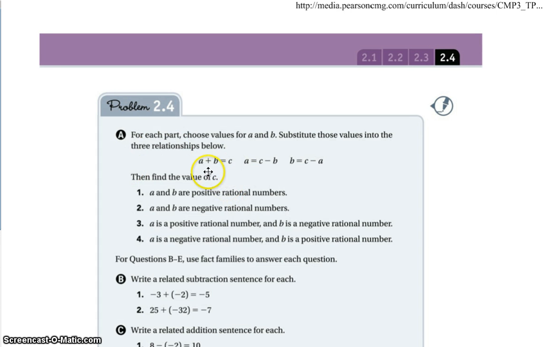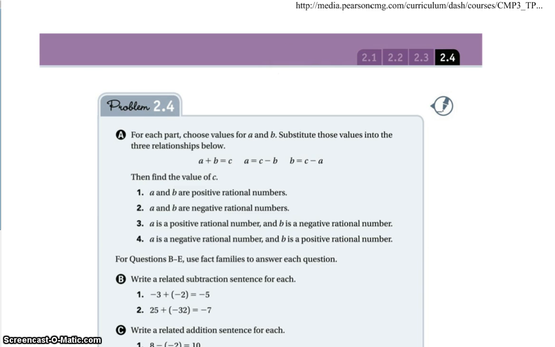All right, so we're going to continue our discussion here and look at A1 and find the value of C for each one of these different relationships. So we have A plus B equals C, A equals C minus B, and B equals C minus A, which would be kind of a fact family relationship. So find the value of C if A and B are both positive rational numbers.